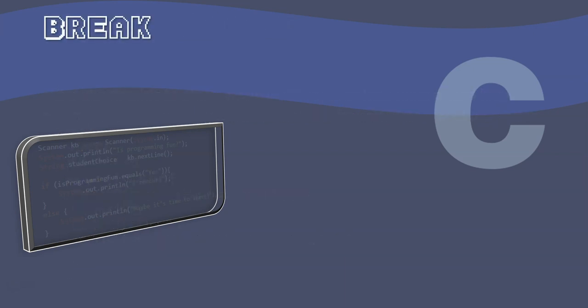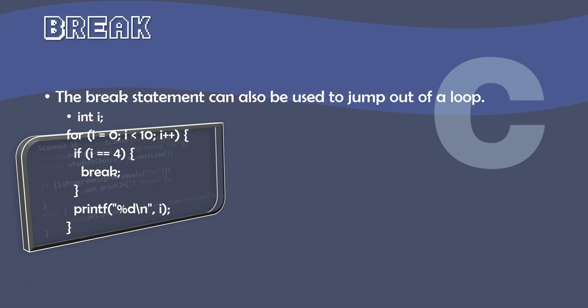Now, of course, we also have break statements. And break statements, as we are very familiar with, are used to jump out of a loop with an exit condition. So in this example, we look to see if at any point i is equal to 4. If it does, it breaks out, ending that loop and moving on with execution.